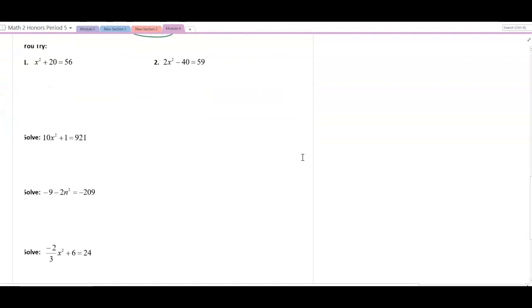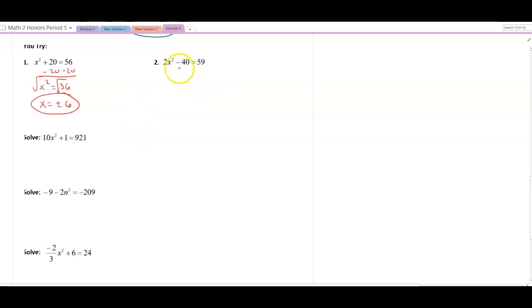Okay, do me a favor and try the next two examples on your own, and then come back and check your answer. So the first one, I'm going to subtract 20 from both sides. I'm going to get x squared equals 36. Then I take the square root of both sides, and x equals plus or minus the square root of 36, which is 6.